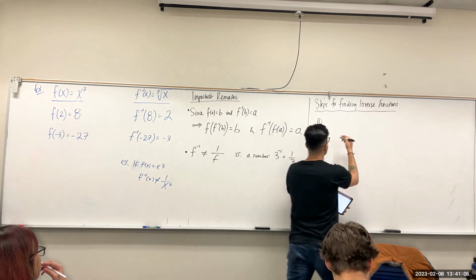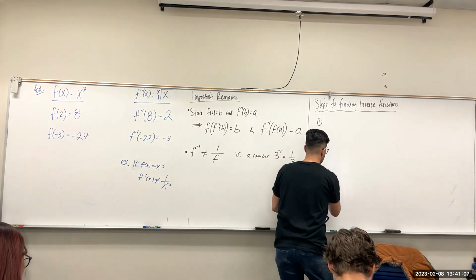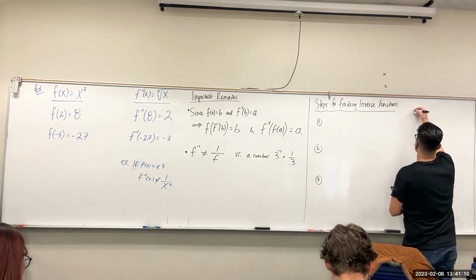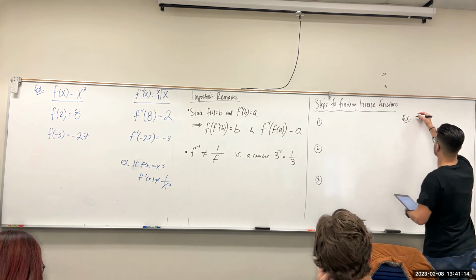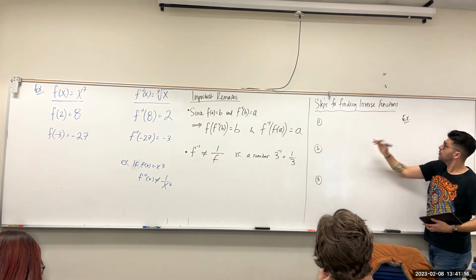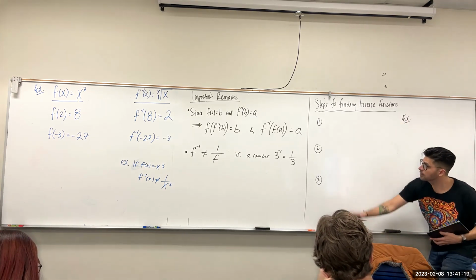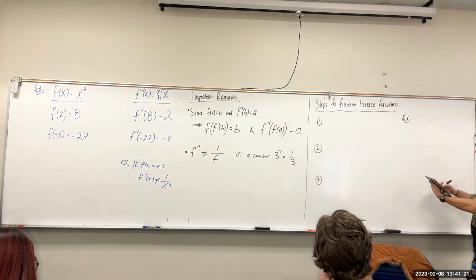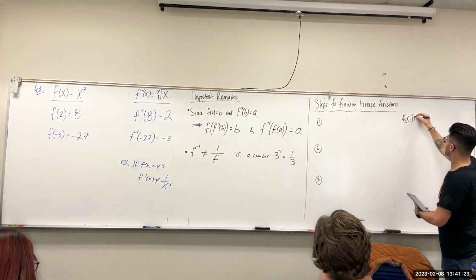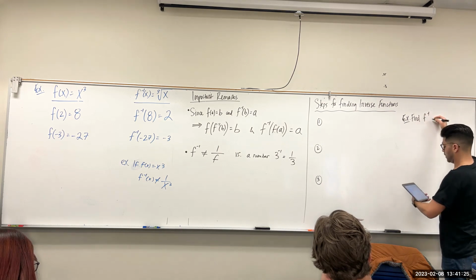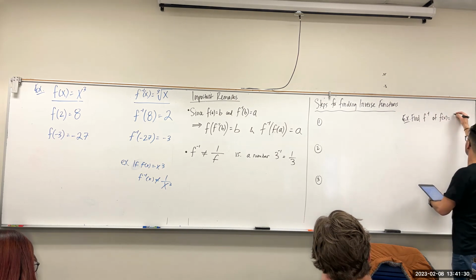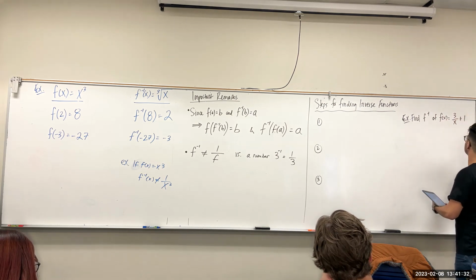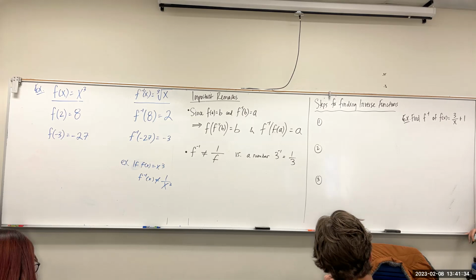I'm going to write 3 steps, and then next to those 3 steps, let's do an example. If you want, maybe on your notes, do the example on the bottom of this. Let me write what the question will look like first. It'll say find f inverse of the function 3/x plus 1. A random function that we're just picking. That was a little more complicated.